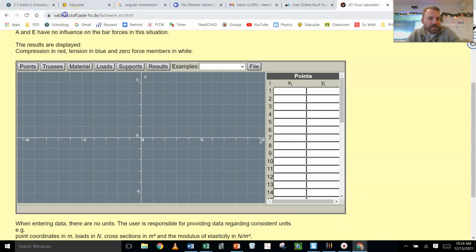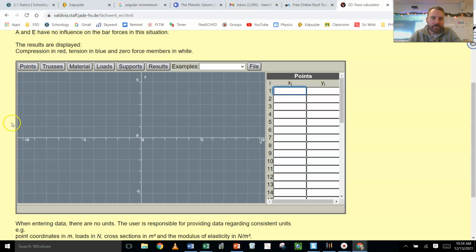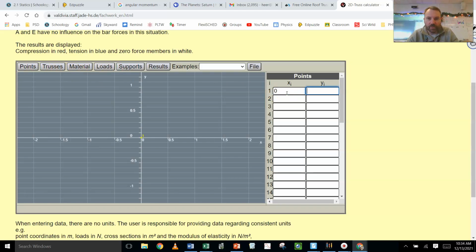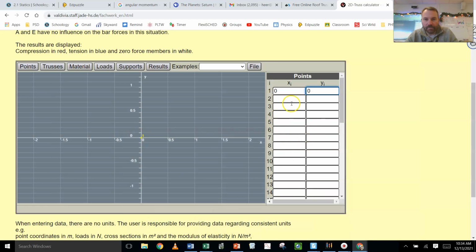So this is a website that I've linked to in Schoology. The first thing we need to do is we're going to work our way across the top up here. So we're going to put our points in. We're going to put all of our points in first. So we'll put the XY values 0, 0. And then I'm going to try to put them in order, so it goes A, B, C, D. So this is going to be the point 3, 4 for the next one.